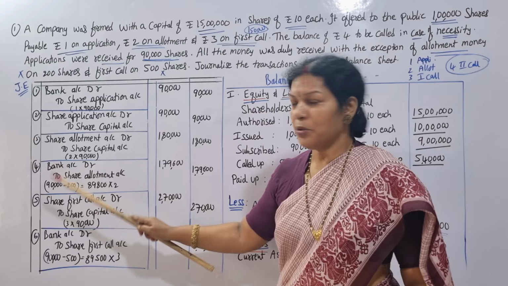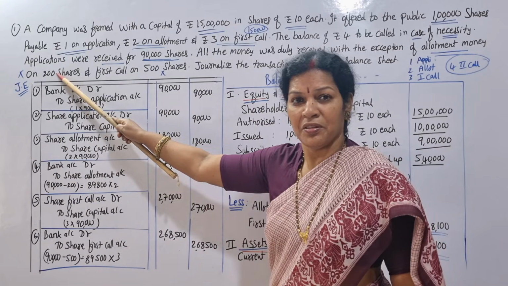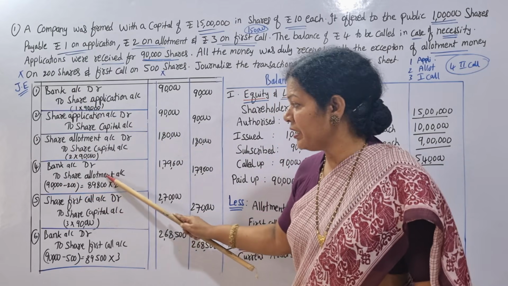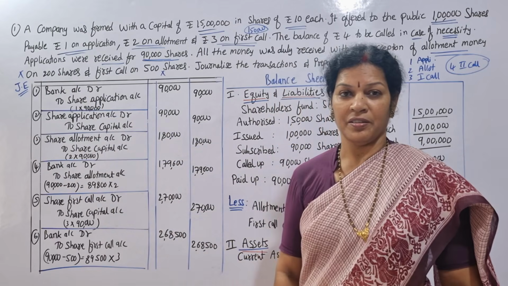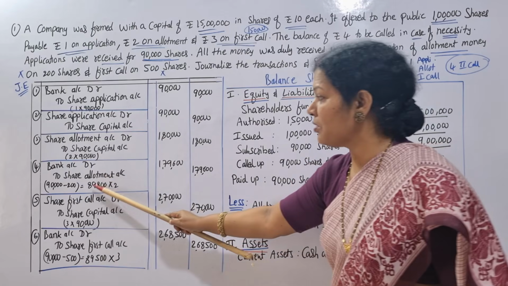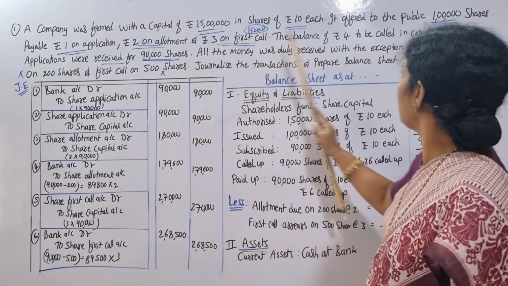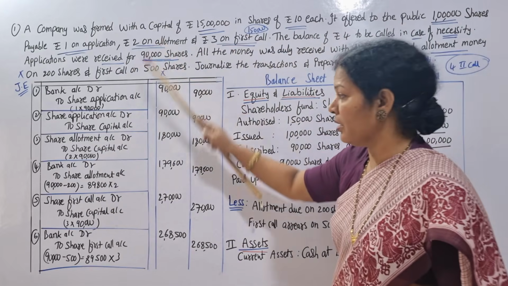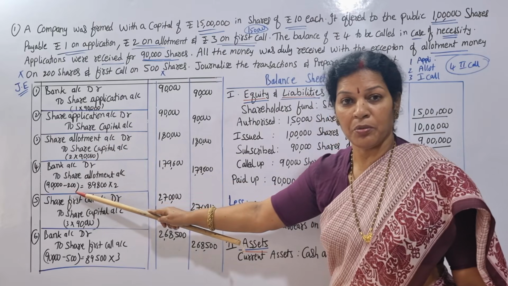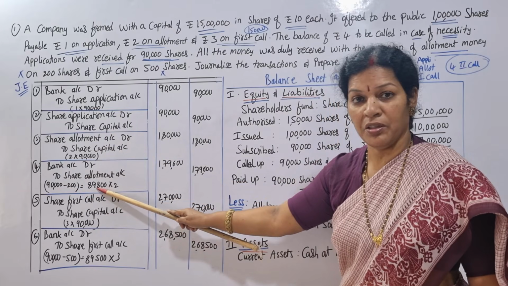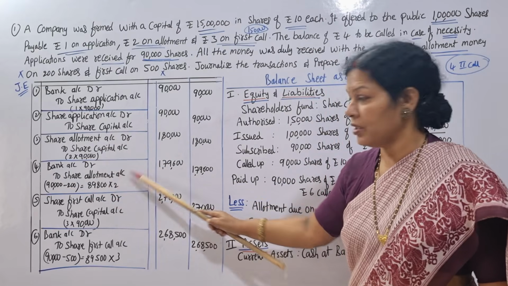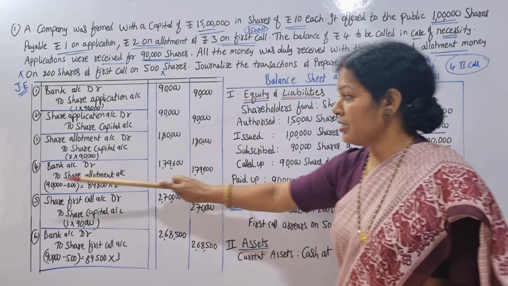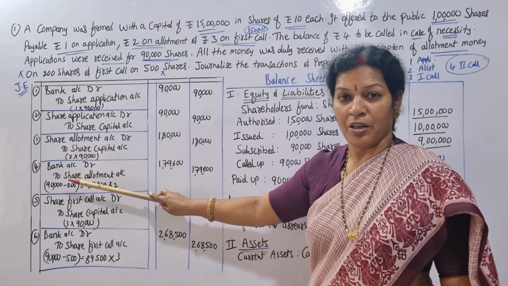Out of 90,000, 200 not received, they said, right? 90,000 minus 200 comes to 89,800. What is the cost of this share allotment? 2 rupees, I have written already. Did you understand? 89,800 into 2 rupees comes to 1,79,600. This is about the share allotment.